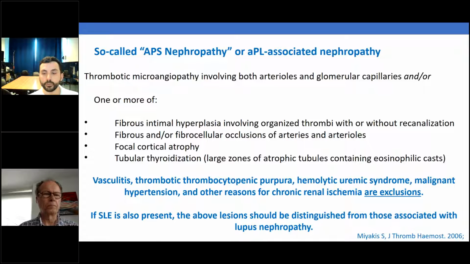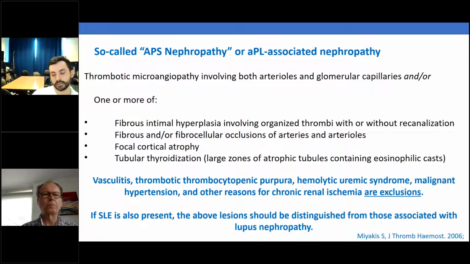And again, in order to keep the educational purpose of this talk, and I'm referring mainly to our young colleagues, I want to stress that the presence of vasculitis, thrombotic thrombocytopenic purpura, hemolytic uremic syndrome, but also malignant hypertension and other causes of chronic ischemia are all exclusion criteria for APS nephropathy. So think about APL-related nephropathy as a differential diagnosis of the previously mentioned conditions. But, and this is an important point, APS nephropathy and APL-associated nephropathy can coexist with lupus. And it's always important to differentiate, in terms of renal histology, what is related to lupus nephritis and what is related to microangiopathy involvement in APS, because this might change the prognosis and the management of our patient.